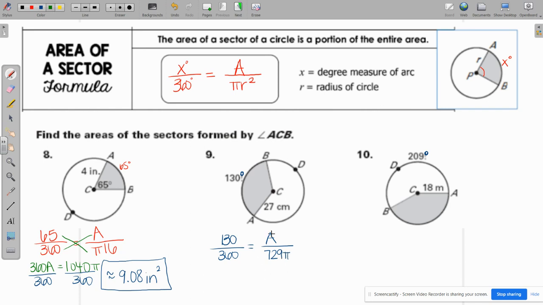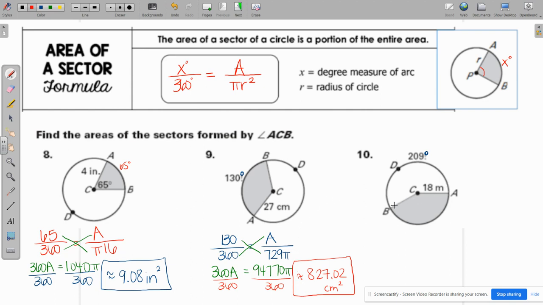If we want to solve for A, we do our cross products. So 360 times A will equal 130 times 729 pi, which is actually a very large number, 94,770 pi. Then to isolate A, again, we would divide both sides by 360. So 94,770 pi divided by 360 is approximately 827.02, and our label here would be centimeters squared because our radius was given in centimeters.